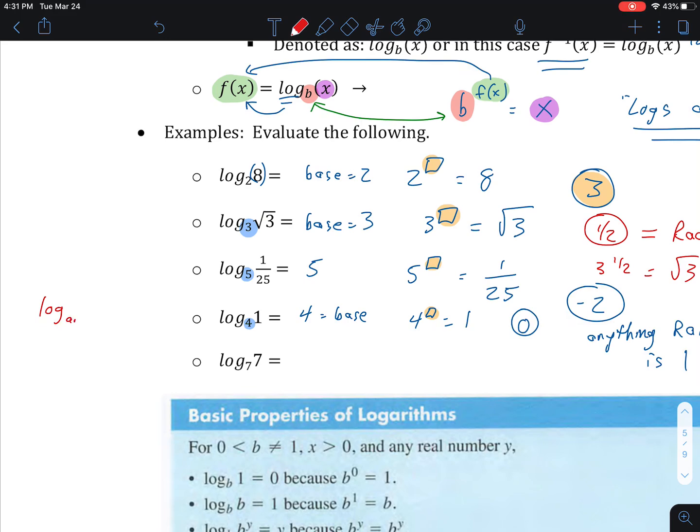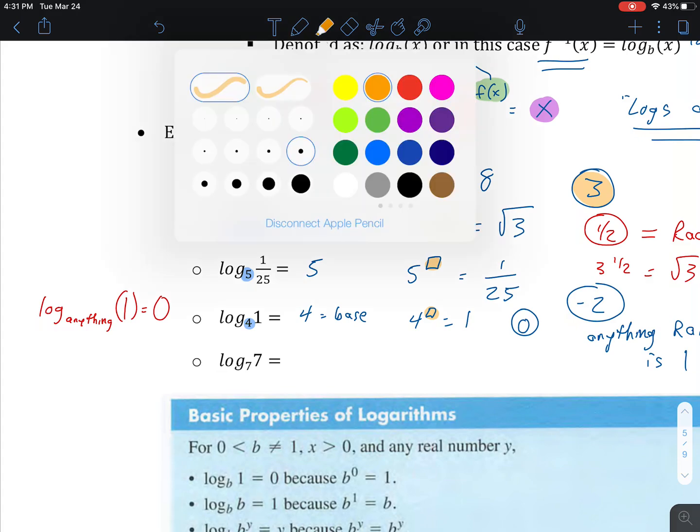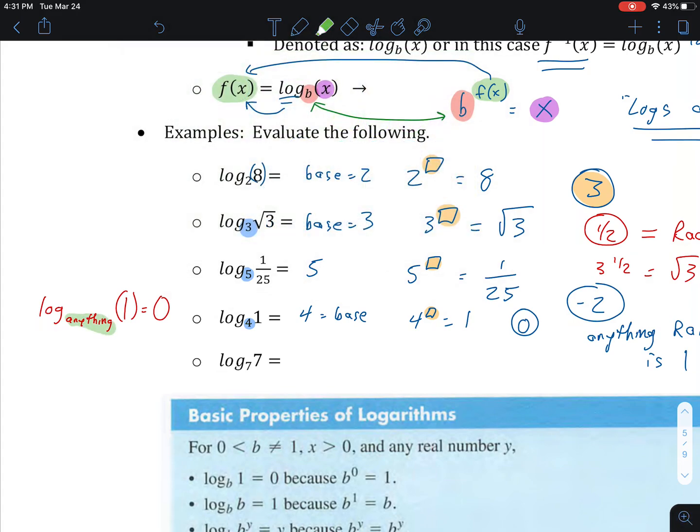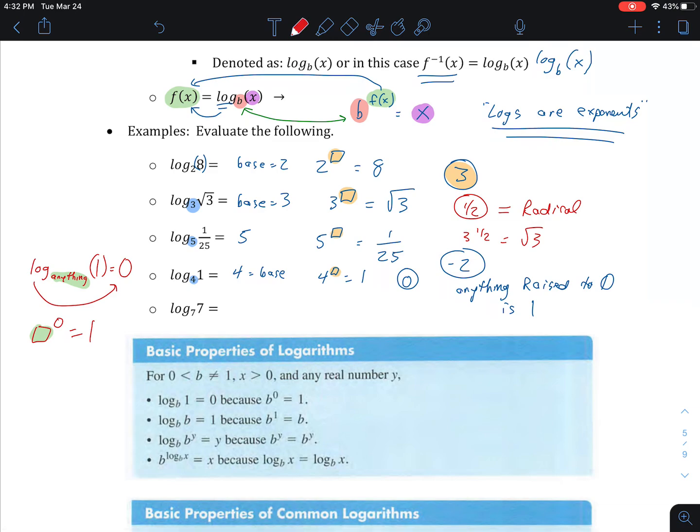So, as a little aside, I could do log of anything, 10, 15, 2000, and put a 1 here, and the answer is always 0. I could put whatever I want right here, but if I have a 1 right here, that's always going to mean that I have an answer of 0, because the only way to get a 1 is if I raise it to the 0 power. Logs are exponents. Anything raised to the 0 is 1. And there's my anything.